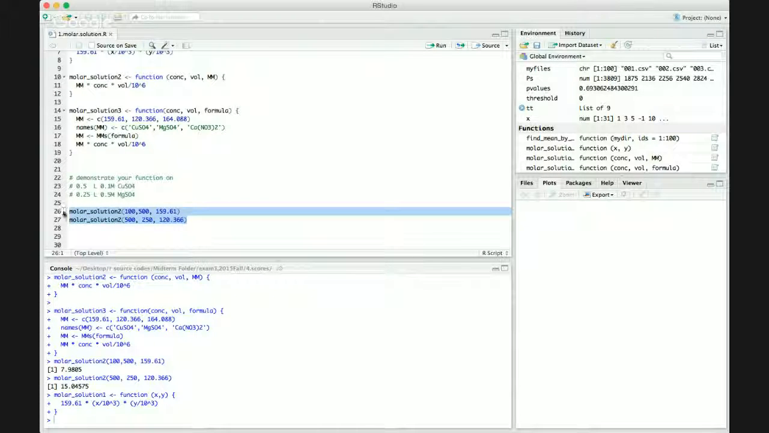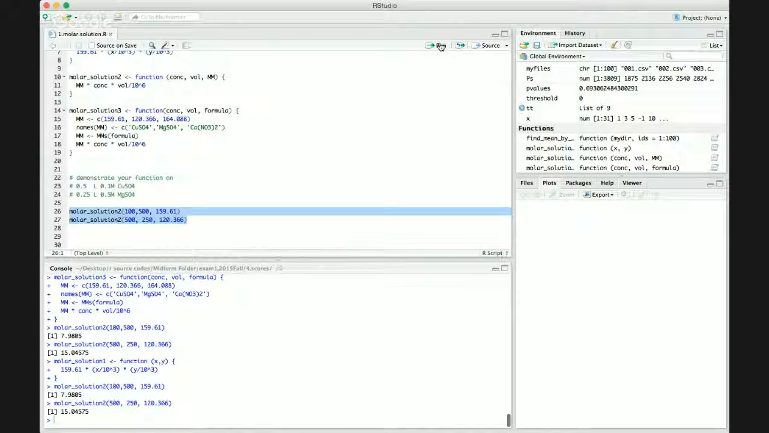If we run these, down here we can see that the weight needed in grams of CuSO4 to make this solution would be 7.9805, and the grams needed of MgSO4 to make the second solution would be 15.04575.